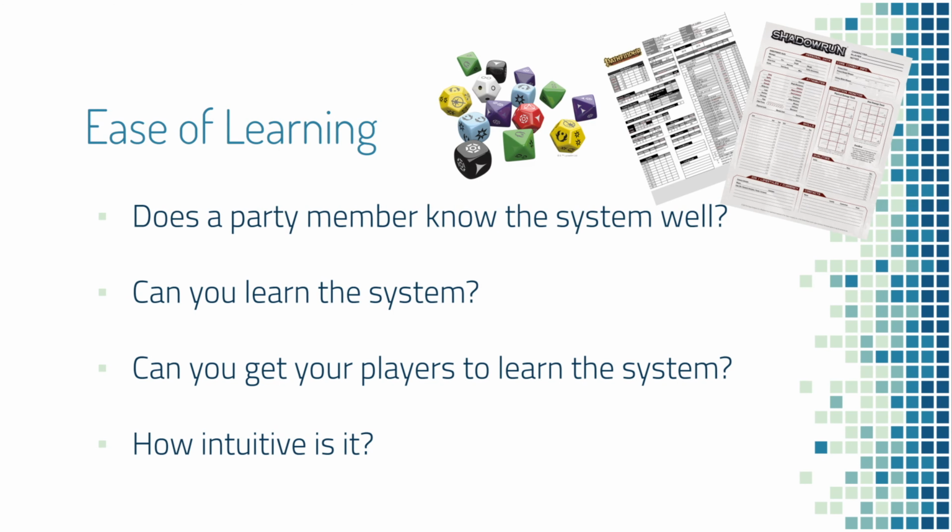Next factor I want to look at is ease of learning. Ease of learning for a system is not only how easy it is for you to learn the system, but also how easy is it for your players to learn the system. How intuitive is it? Shadowrun has a massive character sheet with 1 million statistics, and it is not very intuitive. There's lots of slang and jargon from the setting itself that makes it onto the character sheet, that makes it really hard for new players to learn.